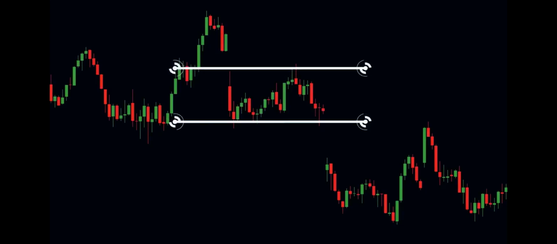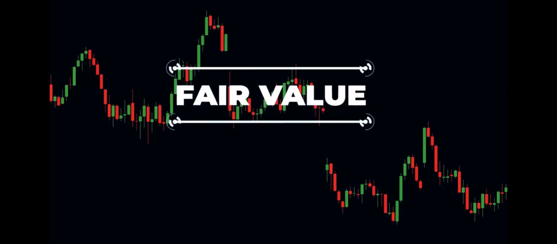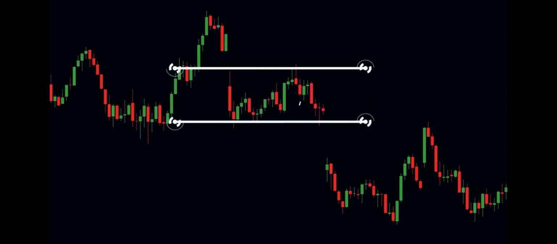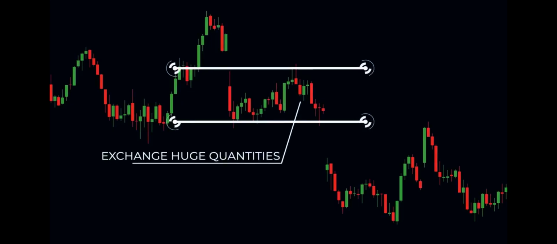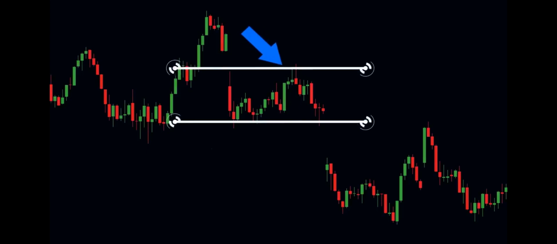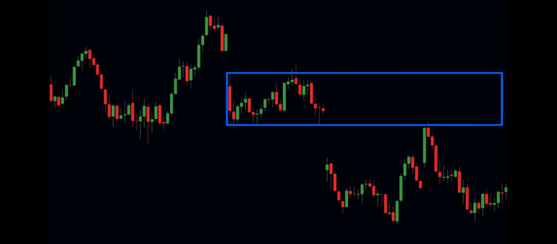The buyers and sellers were in agreement that this range was a fair value of the asset for that day. Therefore, they exchanged huge quantities of the shares in this range. The sellers sold at the upper boundary, while the buyers bought at the lower boundary. So we mark this as a value zone.